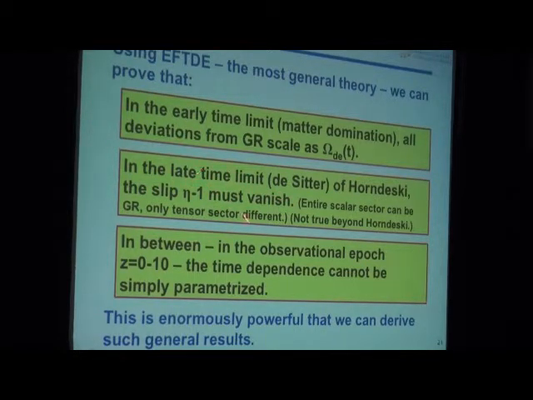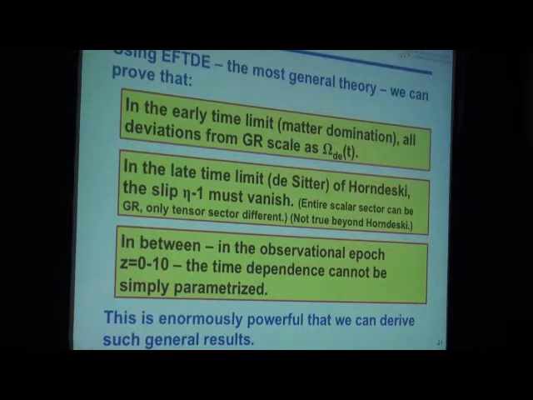Another interesting thing we were able to show is the slip does not vanish in general if you go to beyond Horndeski theories, and we explain why within the EFT. In between these two limits, where we actually live and have all our observations, you can't say anything. This has not been appreciated previously. The time dependence of all these free functions, you cannot parameterize in just a few parameters. You cannot parameterize them simply. And I'll show you on the next slide exactly what they look like. So it's very powerful that we can take every dark energy theory, every modified gravity theory that can be treated by EFT, and make these three general statements about that.